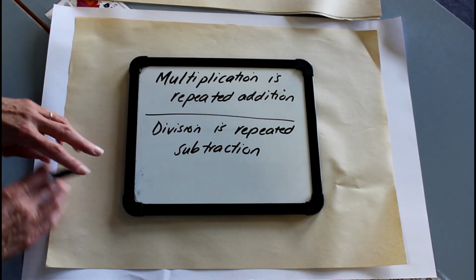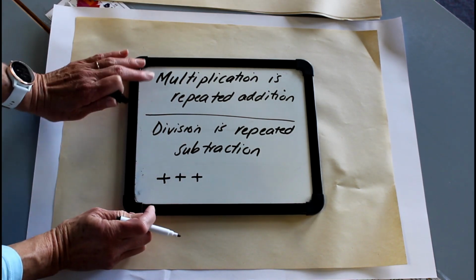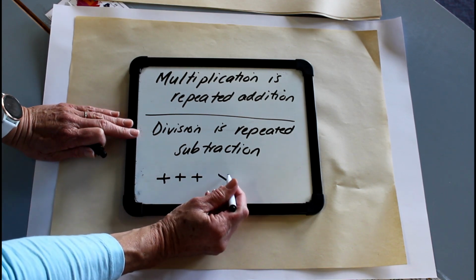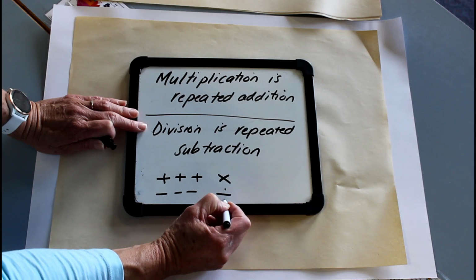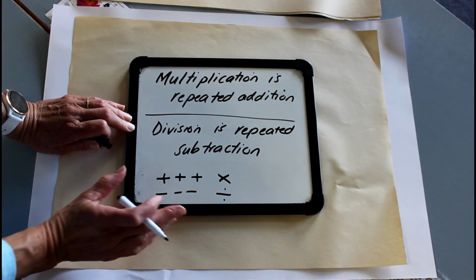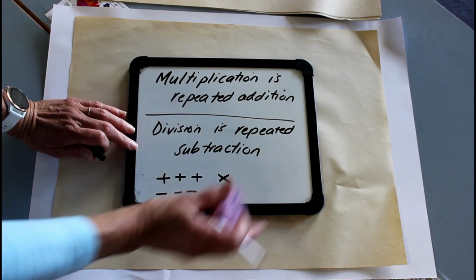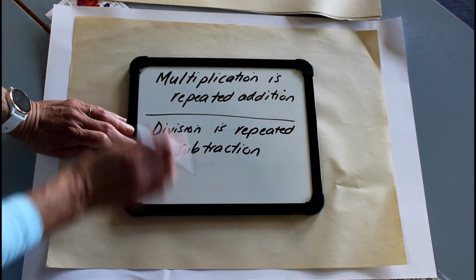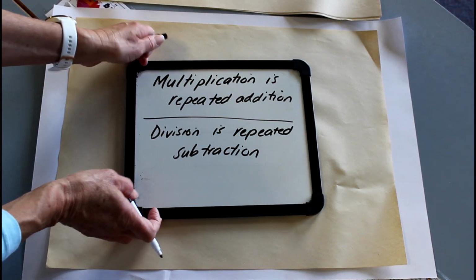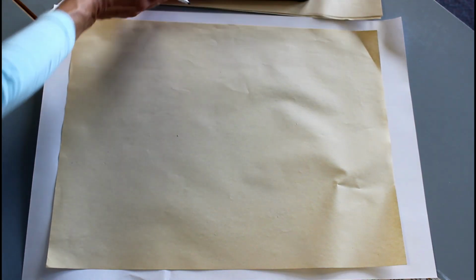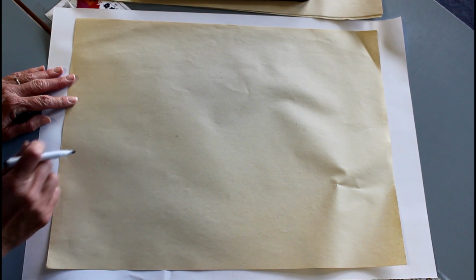But instead of having the plus signs repeated over and over again, when we talk about multiplication, we talk about times symbols. Instead of having subtraction symbols, we're now talking about the division symbol. So we're just changing the symbols to make multiplication and division sentences, but essentially multiplication is repeated addition and division is repeated subtraction. So let's have a quick little look. This is level 1. At level 1, we're looking at repeated addition and repeated subtraction.